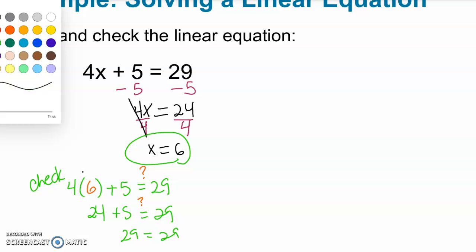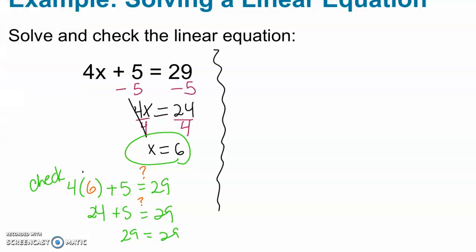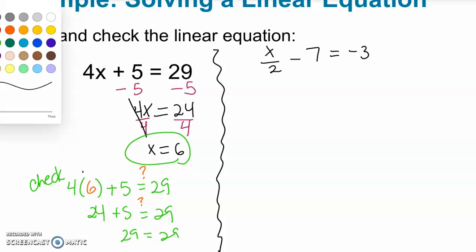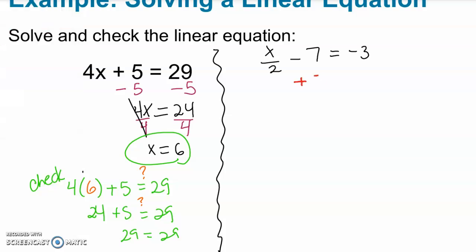Now, let's try another problem. So I'm going to divide this page, and I'm going to write out my next problem. So, using the same steps that we've been talking about. Here, this is x over 2 minus 7 is equal to negative 3. What I'm going to do here is I'm going to say, here's minus 7. I'm going to do the opposite. I'm going to add 7. And I'm going to end up with x over 2 is equal to 4.